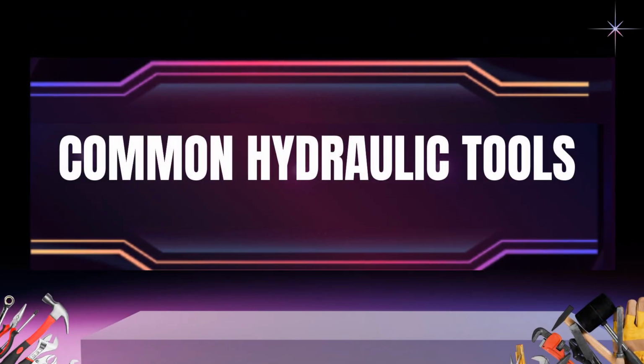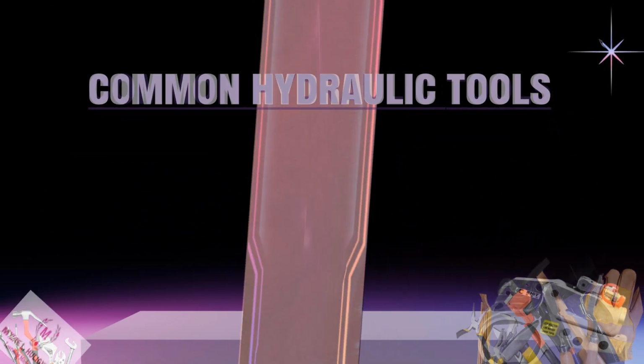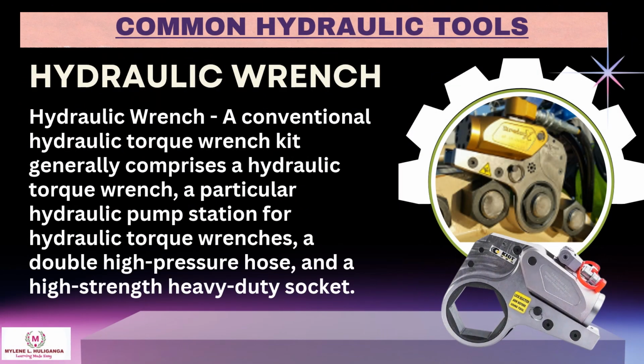The common hydraulic tools. Hydraulic wrench. A conventional hydraulic torque wrench kit generally comprises a hydraulic torque wrench, a particular hydraulic pump station for hydraulic torque wrenches, a double high-pressure hose, and a high-strength heavy-duty socket.